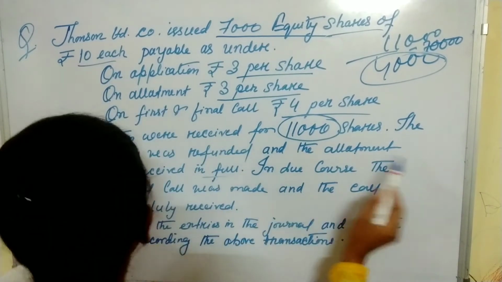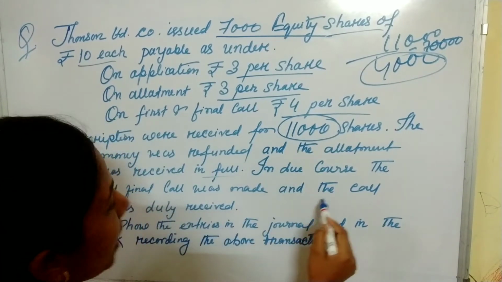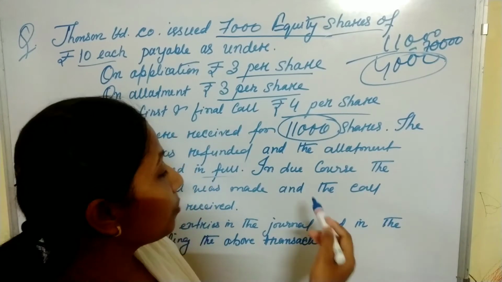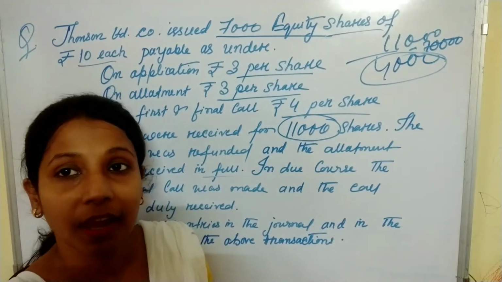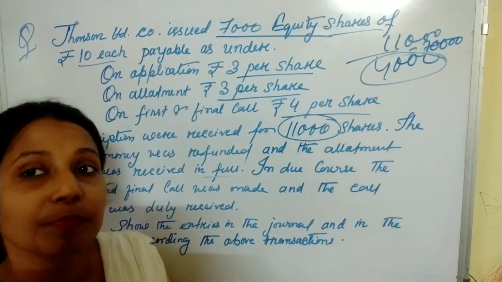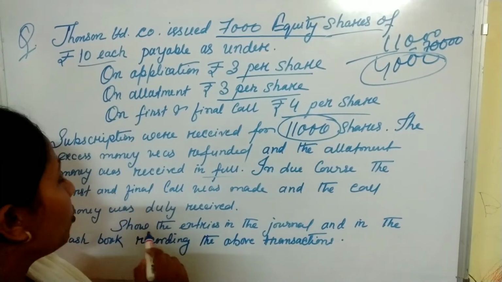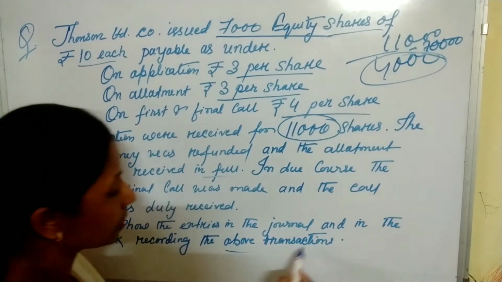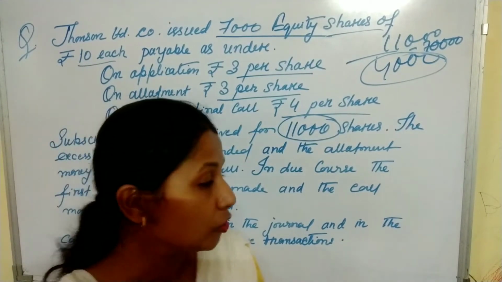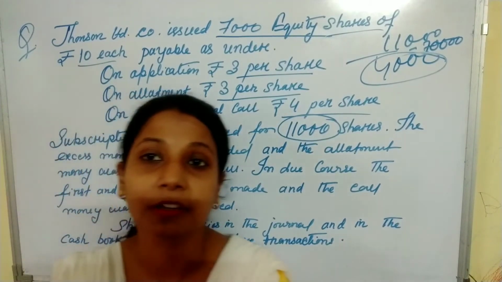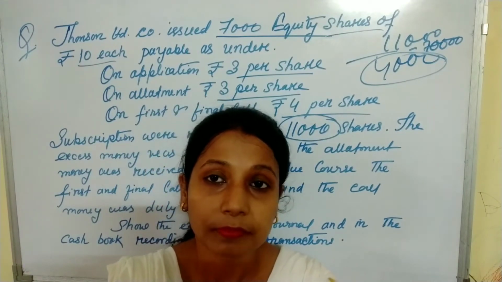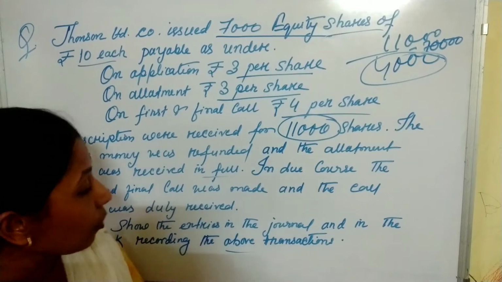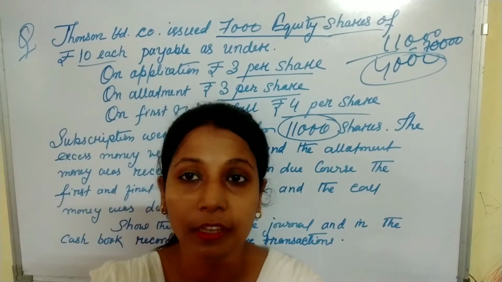In due course, the first and final call was made and the call money was duly received. So, in due course, what happened? The first and final call was made and then the money was received by the company in full. Show the entries in the journal and in the cash book recording the above transaction. So, in this question, we are required to prepare the journal and cash book, and we are required to record the above transactions in the cash book.